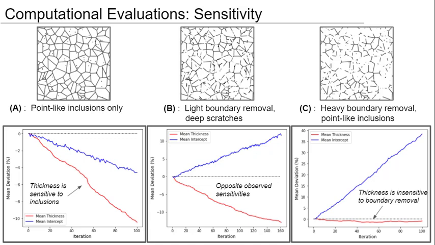The second method involves simulating deep scratches and poor boundary segmentation. It's sort of interesting here because each metric has opposite sensitivities. The local thickness has a negative deviation, but the intercept method is more affected by the removal of the boundaries and has a positive deviation.